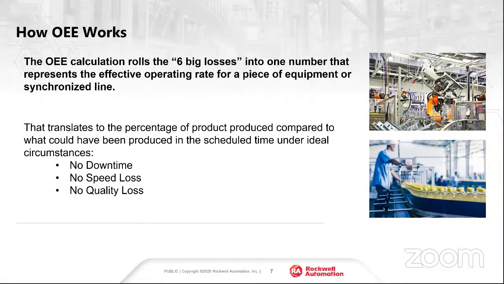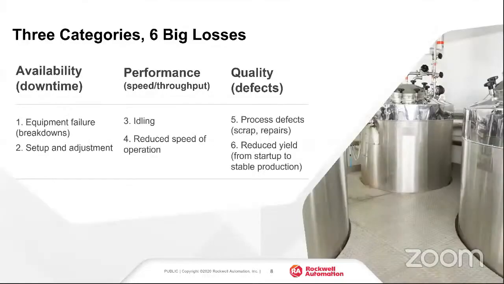And how does OEE work? The OEE calculation rolls about six big losses into one number. That translates to the percentage of product produced compared to what would have been produced in the scheduled time under ideal conditions. Ideal conditions are no downtime, no speed loss, no quality loss. What are these three categories, these six big losses? The loss on availability, which is basically downtime, is equipment breakdown, unscheduled stops, setup and adjustment. So you are adjusting, setting it up properly, whether it works or not. All those are downtime for availability.